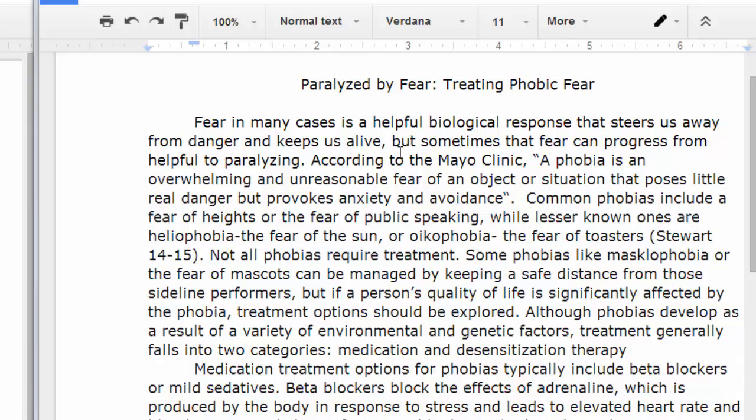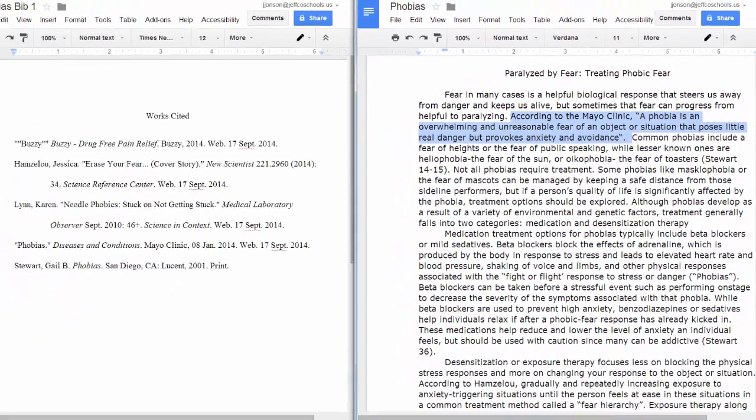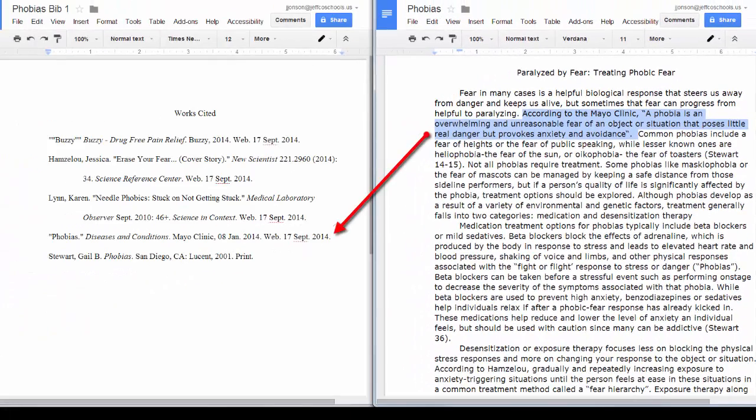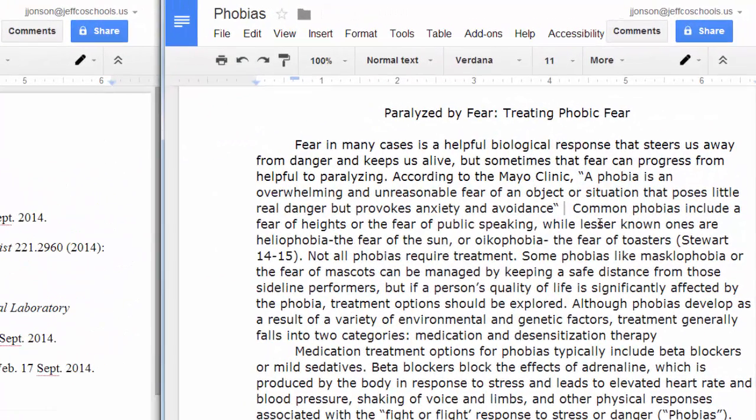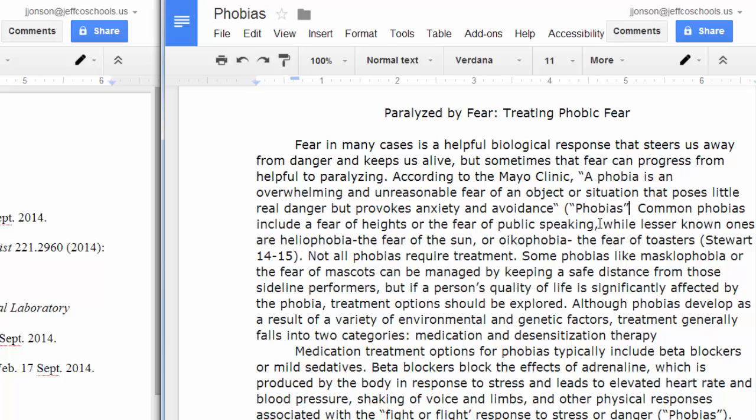Now let's look at another example where my source does not have an author. I used a direct quotation from the Mayo Clinic's website here, but the website did not reference a specific author. When you are creating an in-text citation, just remember that you only include the very first part of the entry on your works cited page. This is usually the author, but if an author isn't given, and authors often aren't listed on websites, use the title instead. Don't include URLs or dates or anything else, just the very first part of your works cited citation from your works cited page.